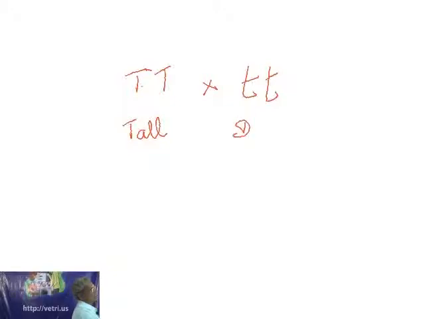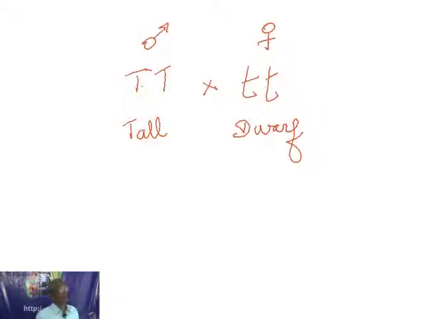Now, you see, you take a tall plant and then you cross it with a dwarf plant. This is a tall plant and this is a dwarf plant. This I am using as a male parent, this I am using as a female parent. Tall I am using as a male parent, dwarf I am using as a female parent. Okay, now it's very clear. Now, you know the result, it is giving rise to tall plants.